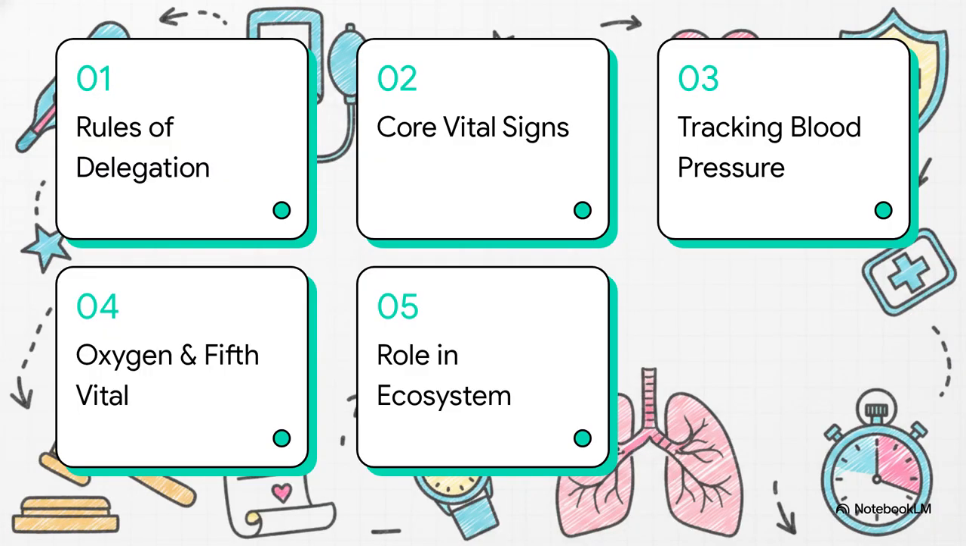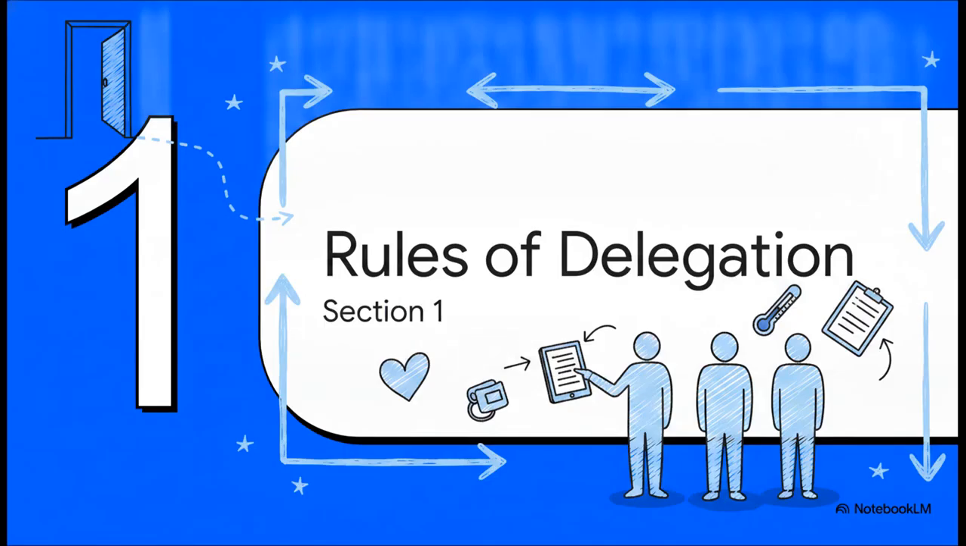Today, we've got 5 key things on the agenda: the rules of delegation, measuring core vitals, tracking blood pressure, oxygen, and the fifth vital, and finally, your role in the ecosystem. Okay, let's dive into this. Imagine we're standing in the hallway, right outside our patient's door. Before we even touch the patient, we need to talk about Section 1, the rules of delegation.